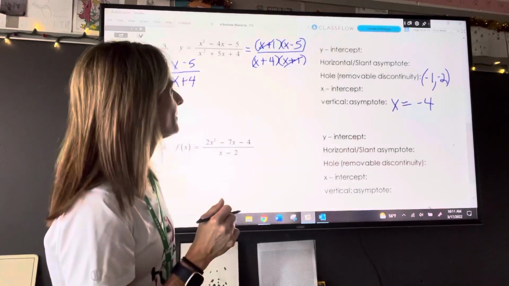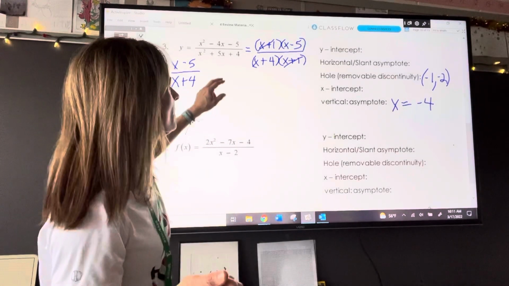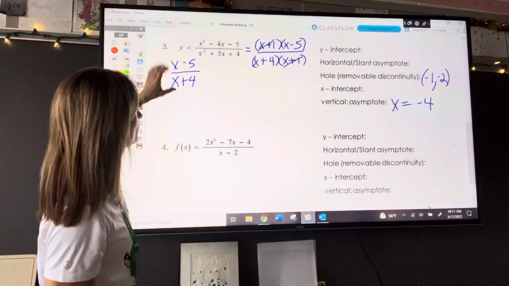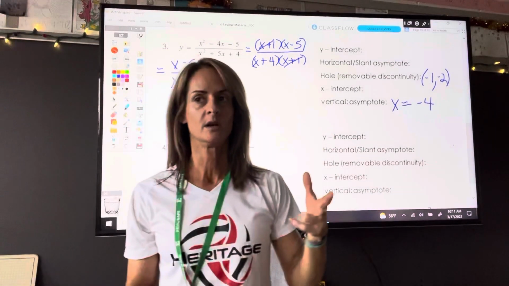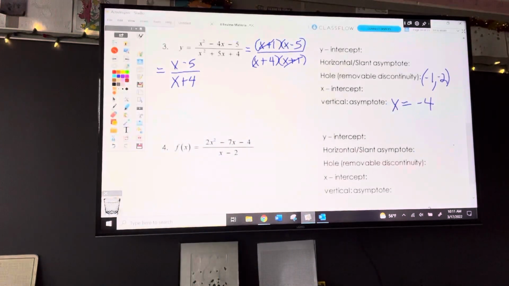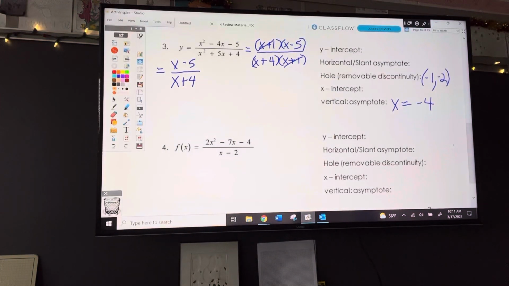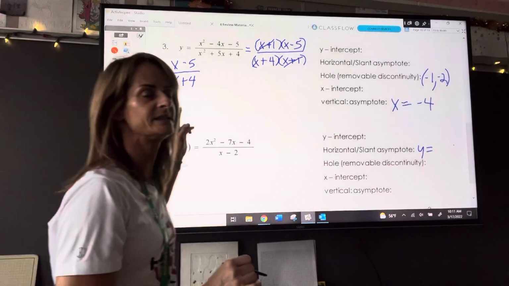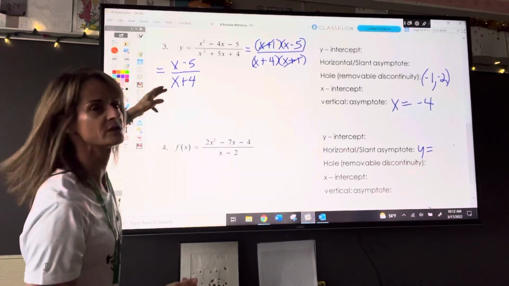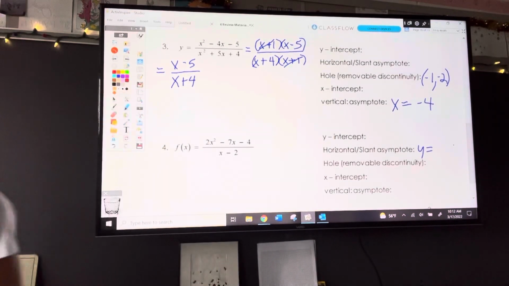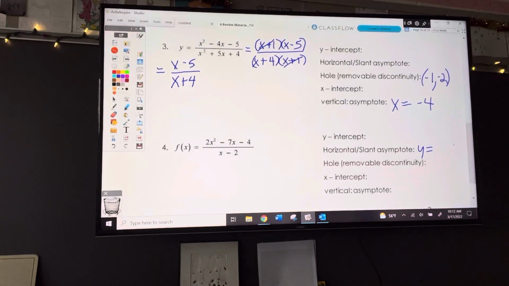Okay, so now let's move to horizontal asymptote. What's left here is x minus 5 over x plus 4. We have the degrees the same in the numerator and the denominator. So what does that tell us about the horizontal asymptote? What's it going to be when the degree is the same in the numerator and the denominator? 1. Yep, because it's the leading coefficients for each of those. 1 over 1, so it's just 1.